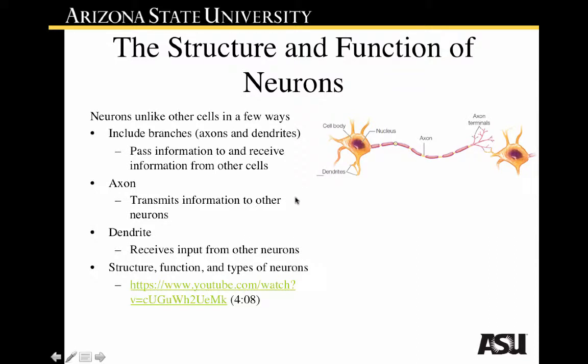So imagine there's another neuron here. A chemical messenger goes across the space between these two, called a synapse, and the dendrites pick up the information. That information then gets propagated down the axon and out other axon terminals to other dendrites.